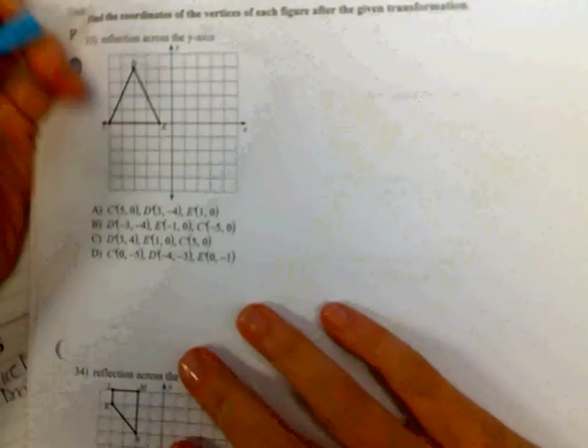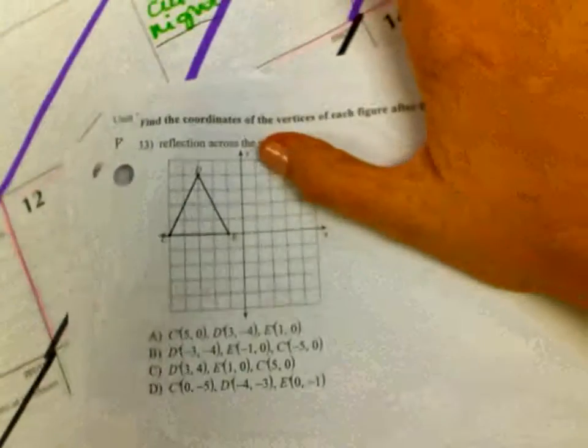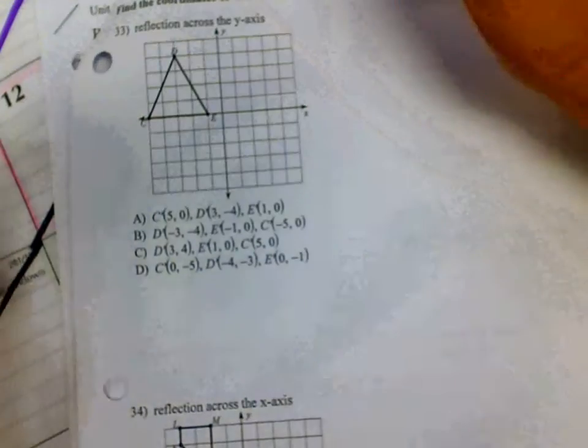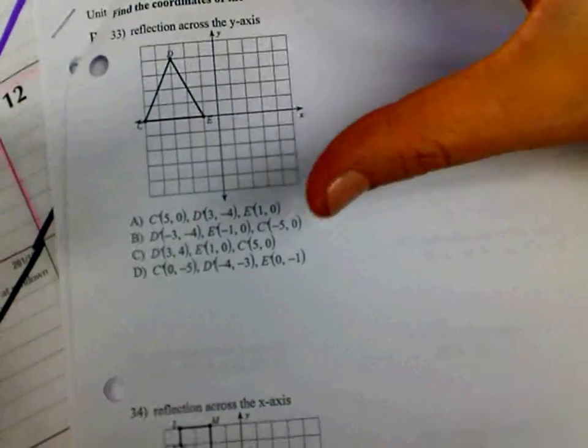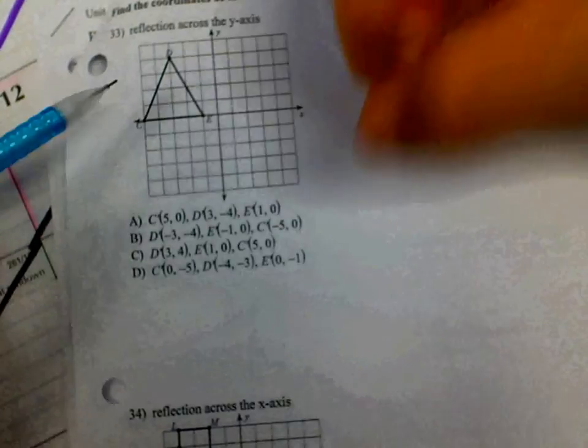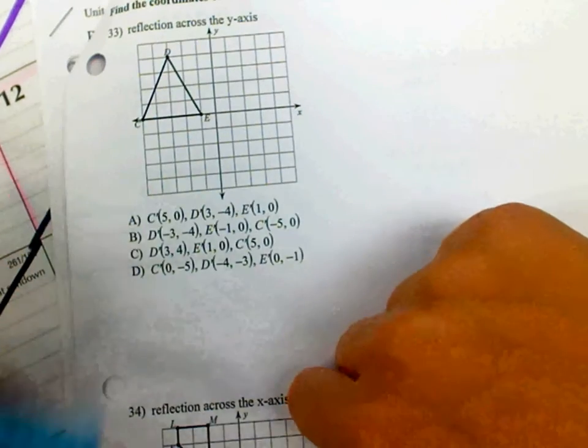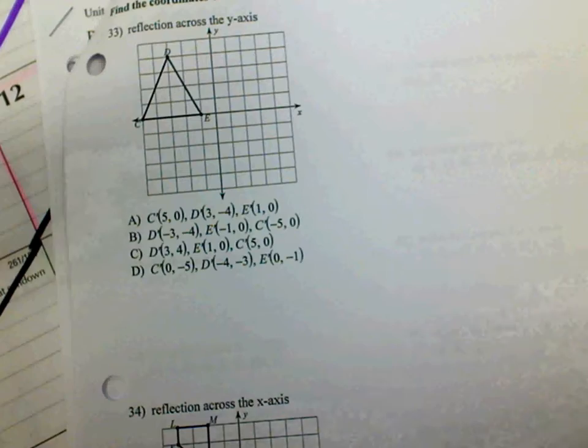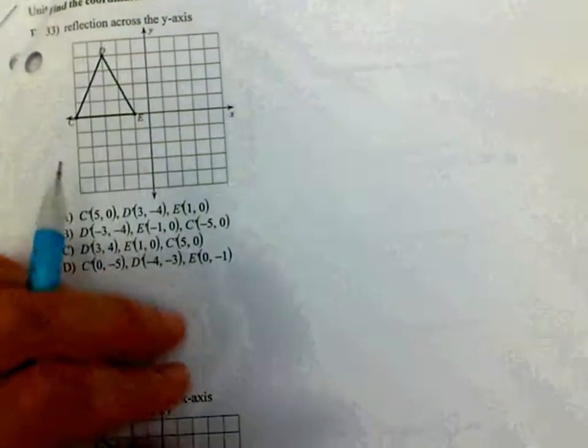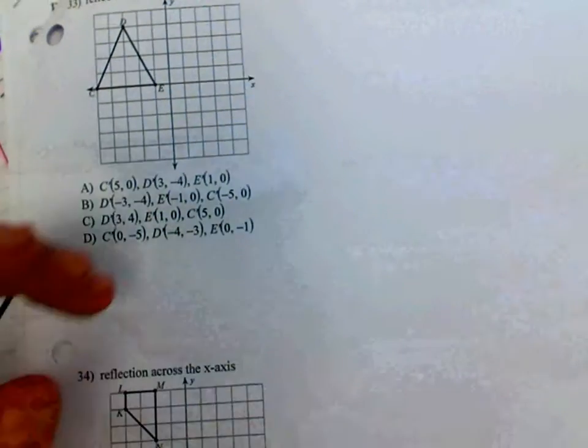Today we're doing number 33 through 38 in the reflections packet. And we're working on reflections not just on the graph, but mostly with the coordinates. So remembering the rules when you don't have a graph. So for the first one, for 33, hold on.